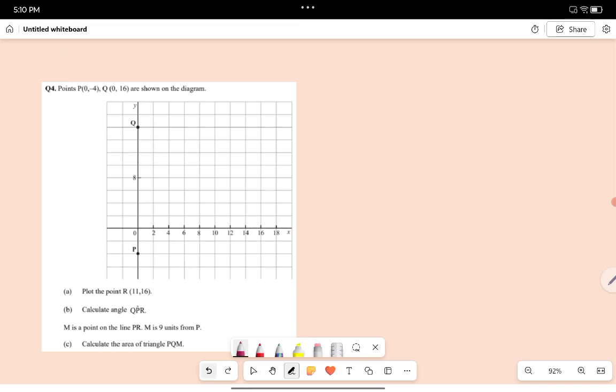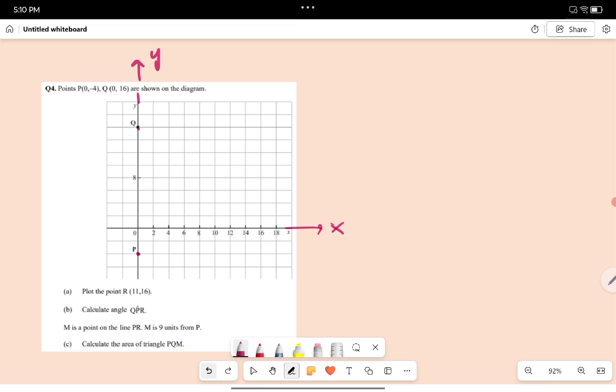So we've got point P (0, -4), and we've got Q (0, 16), and we've got this graph. So let's see what we have here. So this is our x-axis, right? And this is our y-axis. So if you have a point like A (3, 4), then we know that this is our x-axis and this is our y-axis, right? So let's double check if this all makes sense in our graph.